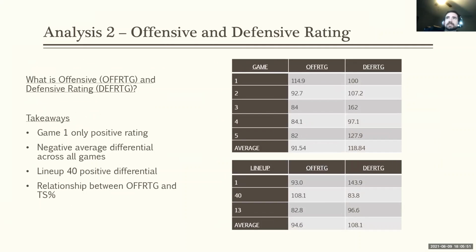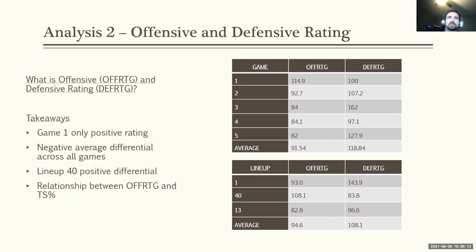Next, I did offensive and defensive rating. Offensive rating is how effective a team is at scoring the basketball, and defensive rating is how effective they are at keeping the other team from scoring the basketball. So you want a high offensive rating and a low defensive rating. Across the 5 games, game 1 was the only one with a positive net differential, and that's also the only game they won out of this sample size. They were 1-4 in total.